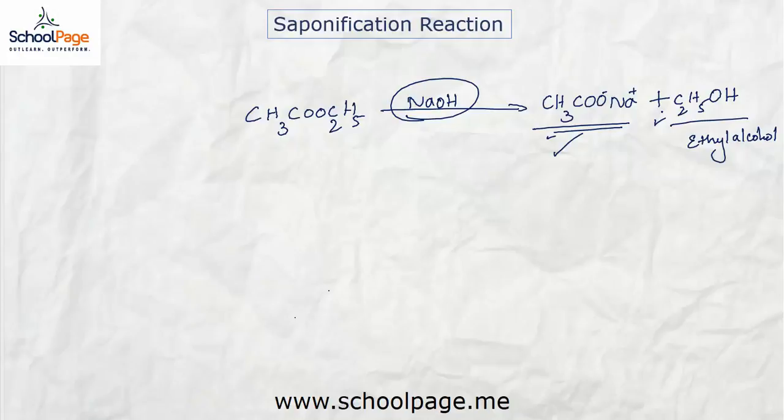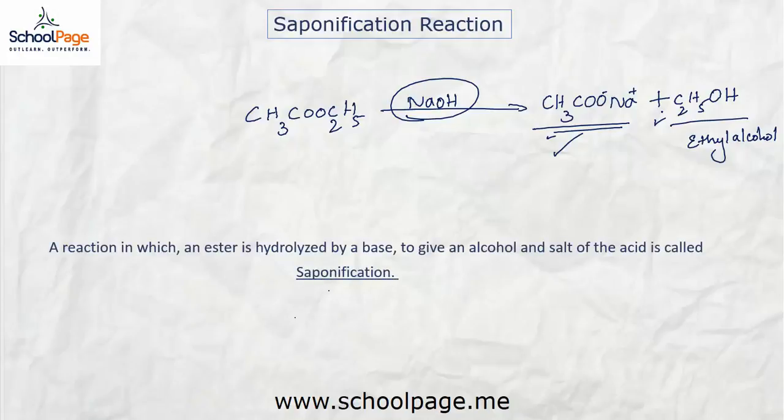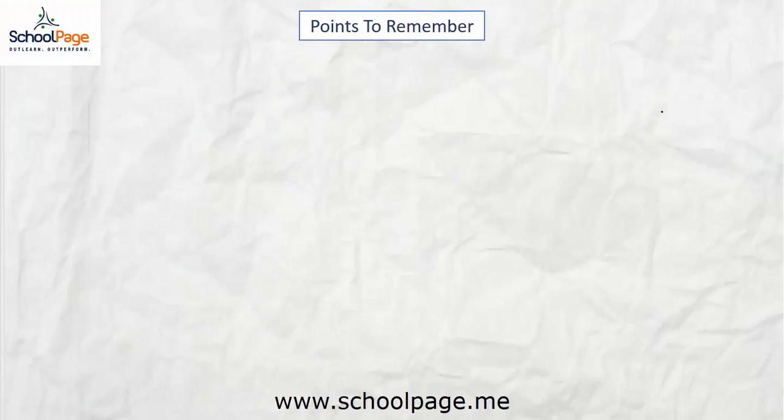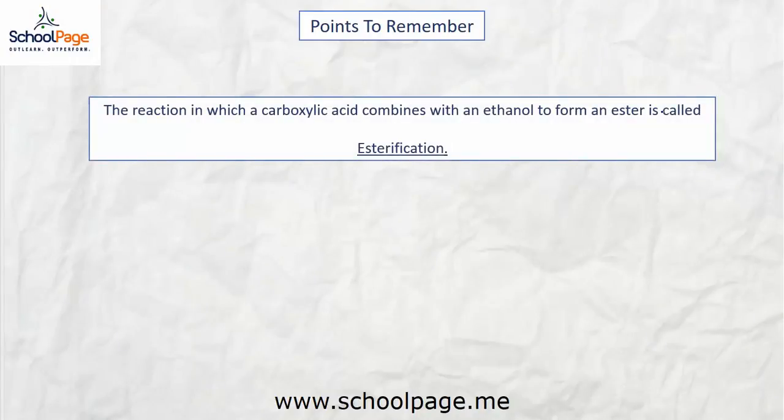So let's define the reaction. A reaction in which an ester is hydrolyzed by a base to give an alcohol and the salt of acid is called saponification. So we understood the two important reactions which ethyl alcohol or ethanol undergoes. The first was esterification reaction which produced the esters, and the second was saponification reaction. Let's have a quick recap. The reaction in which a carboxylic acid combines with an ethanol to form an ester is called esterification reaction.